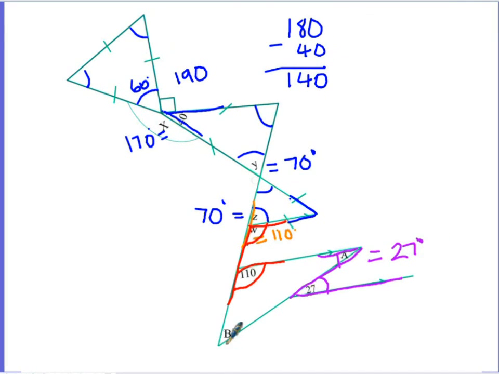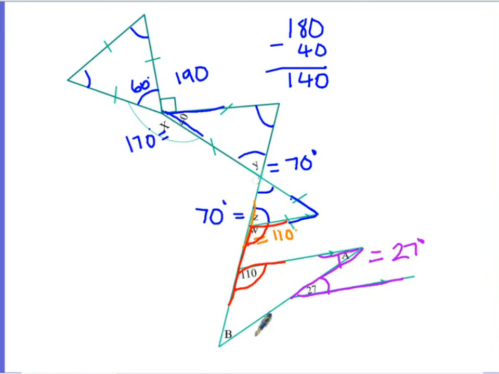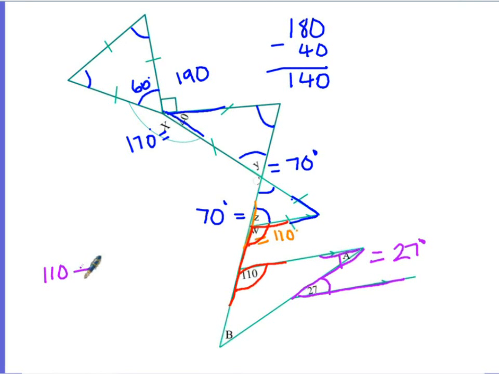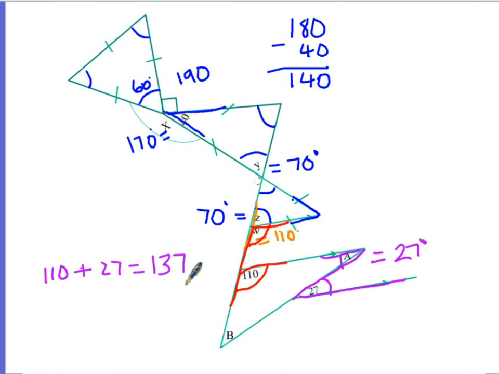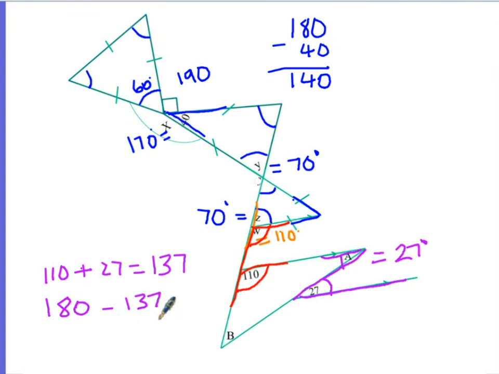Lastly, to find angle b, I know this is a triangle, I know that's 110, that's 27, and I know all three angles add up to 180. So if I do 110 plus 27, I get 137. And if I take this away from 180 degrees, that gives me what's remaining, which is 43. So b is 43 degrees.